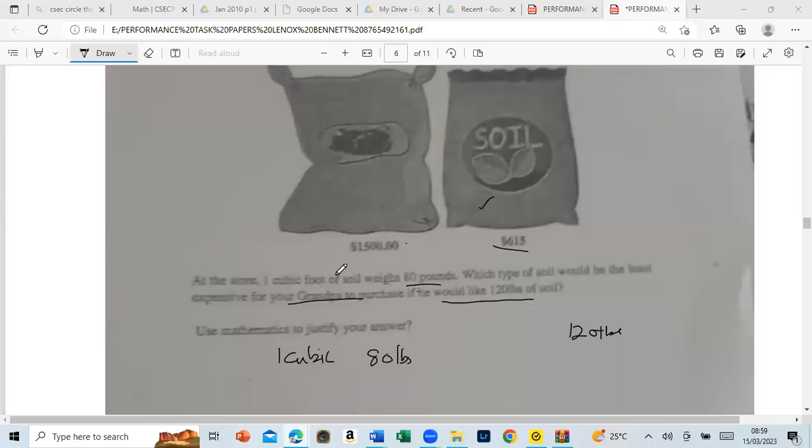Alright, let's call this A. For A, I don't think they structured this part correctly, but I would say it's 1,500. Let's assume each one of them, each bag, is 80, because they did not state that, but we're just going to assume. So it would be that times 80 times 1.5. Why 1.5? Because we need 120 pounds. 80 times 1.5 is the same thing as 120.